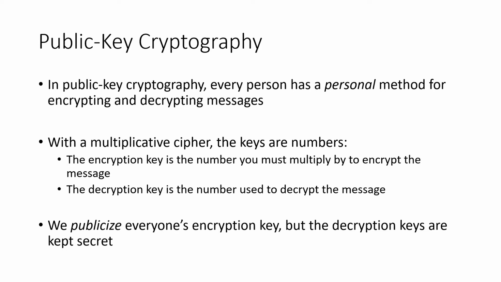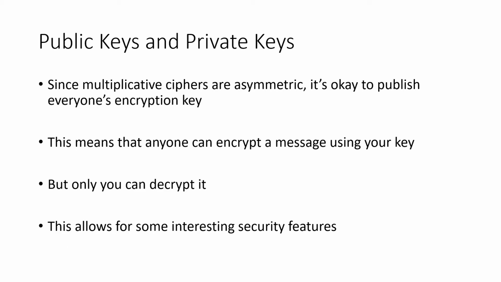And the weird thing with public key cryptography is we actually make everyone's encryption key public. So everyone knows everyone's encryption number, but the decryption numbers are kept secret. And we can do this with an asymmetric cipher because it's hard to figure out, and we're going to talk a little later about exactly how hard, but it's hard to figure out what that decryption key would be for any particular person. So anybody can encrypt a message using your key because those keys are public, but only you can decrypt that message because only you know the reverse, only you know the decryption key.